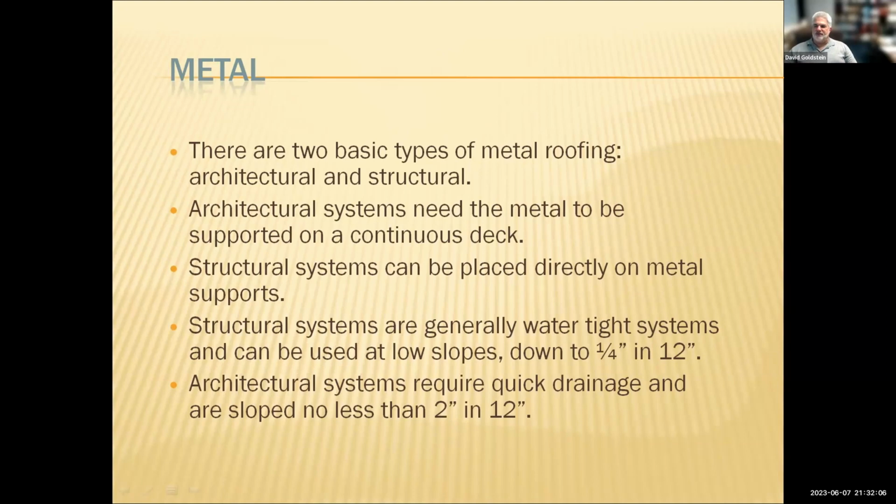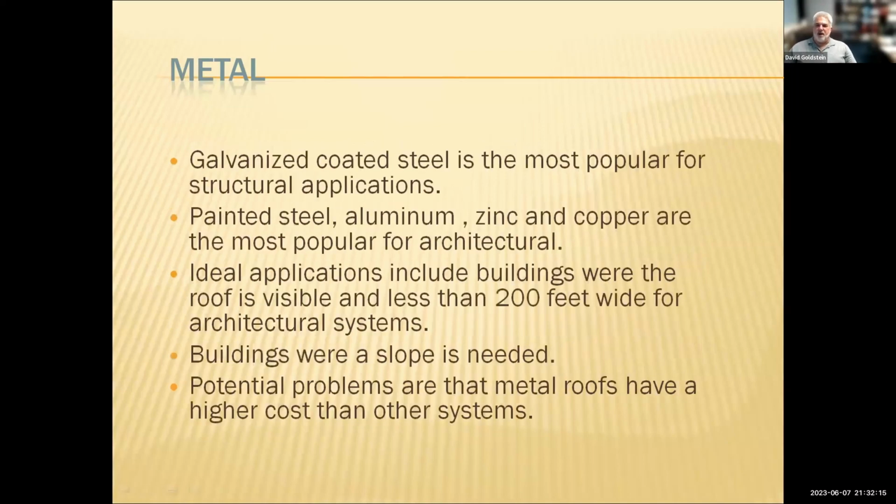Architectural systems do need to have some drainage, so typically speaking, no less than 2 in 12. The most popular type of metal for some of these is galvanized steel. They have some others, more for the architectural. Many of you have probably seen, even on residential, copper roofs. It's pretty much the same thing. And from an architectural standpoint, where the roof is visible, less than about 200 feet wide, that's where they're going to use the architectural type systems.